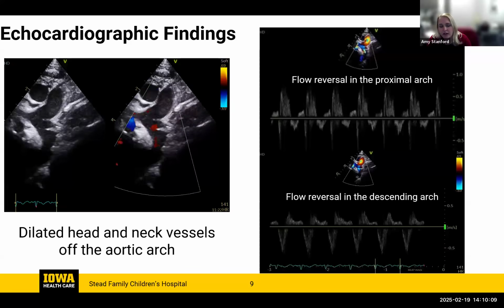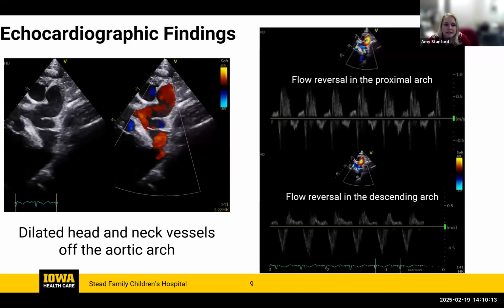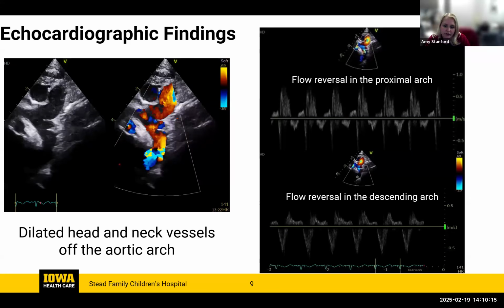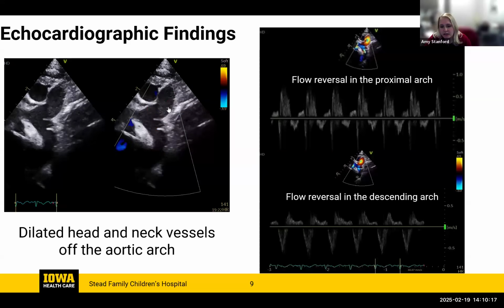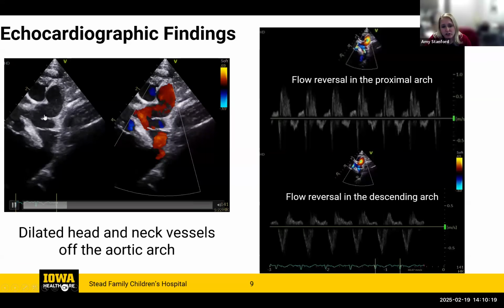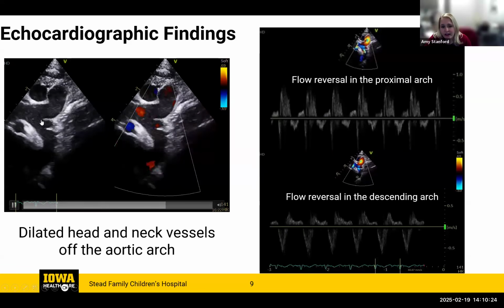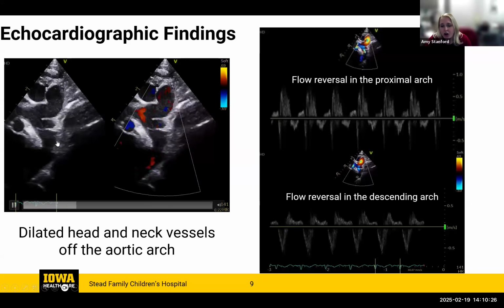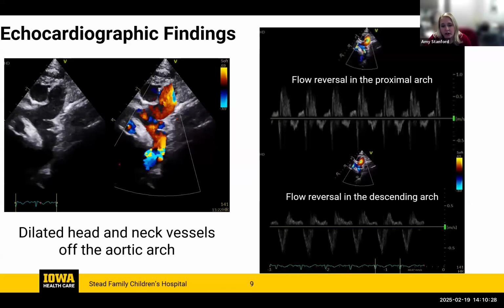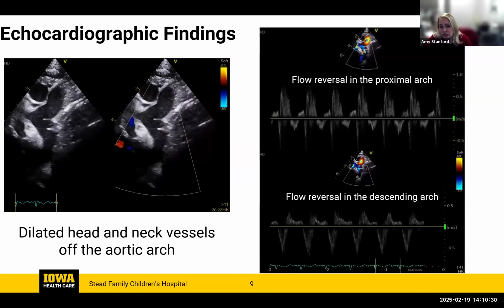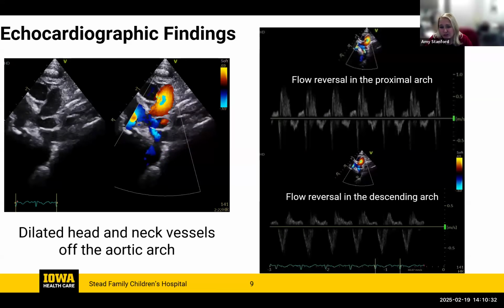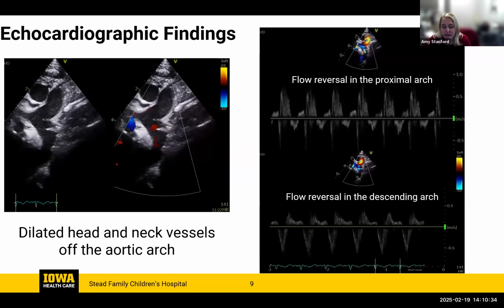Other clues to think about on echo that should raise your concern for vein of Galen would be dilated head and neck vessels off of the aortic arch. So you can see here our view of our aortic arch, and you can see we have really, really quite dilated vessels. In fact, our vessels off of the aorta are as big, if not larger, than the aortic arch. So this should raise your concerns for some sort of AVM, especially in the head.